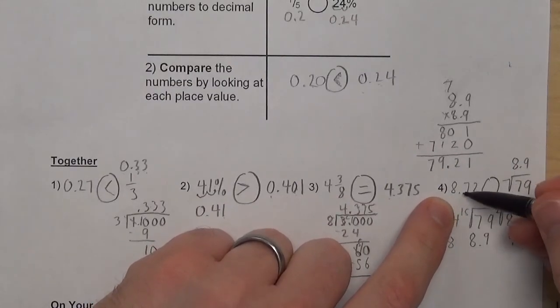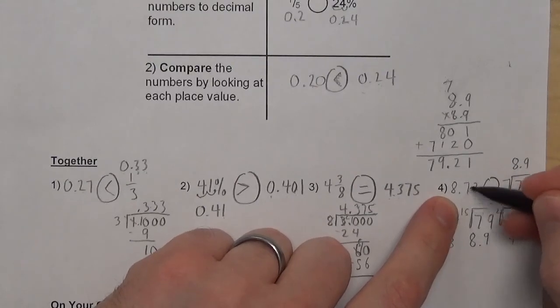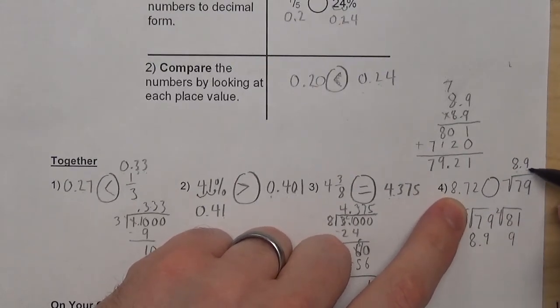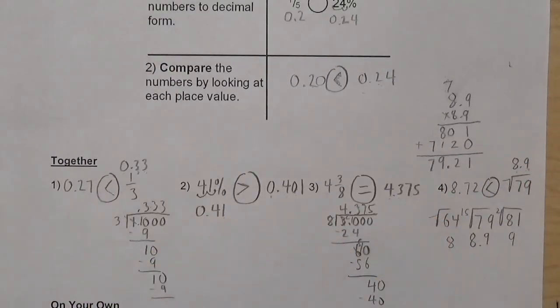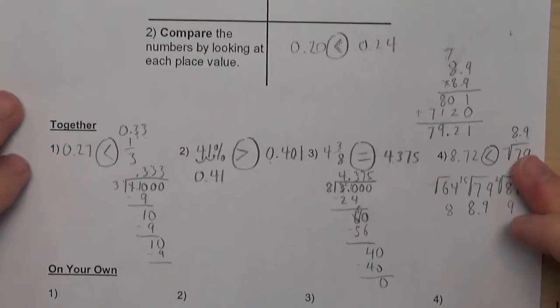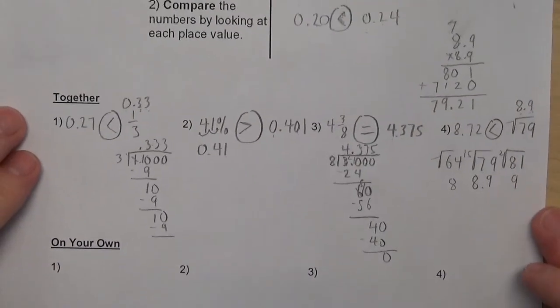So we got 8.72 and 8.9. They both have the same whole number, but this is where things get different, with the 9 in the tenths place, the 7 in the tenths place for that one. So that number is greater. So we're going to be doing some more comparison on your own in class. We'll talk about some of those problems. But that should give you a good introduction to that.